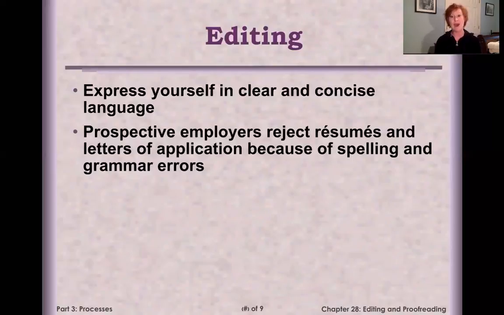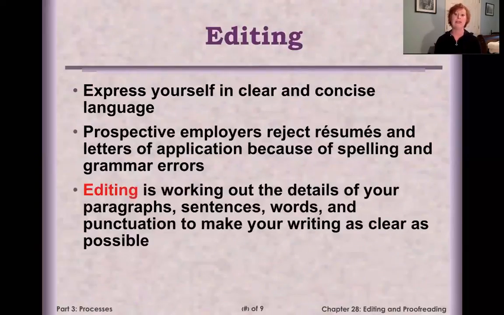So if you wonder why writing this research paper is important, you might not become a newspaper editor or a children's author or any of those things, but you will be filling out job applications and you will be performing in the job world, and grammar and punctuation errors are frowned upon greatly. So learn to edit and to be careful. It is so important. Pay attention to your paragraphs, your sentences, your words, your punctuation. You want to be as clear as possible.